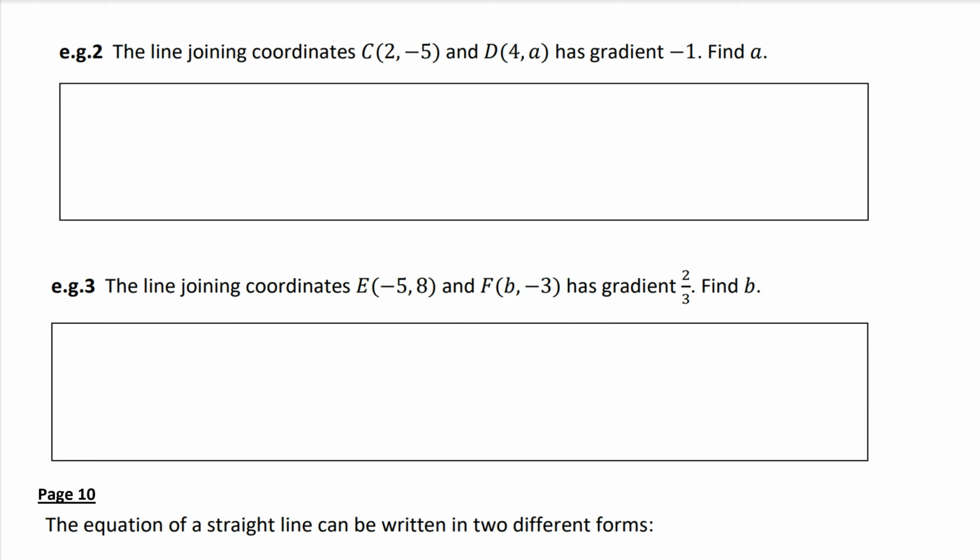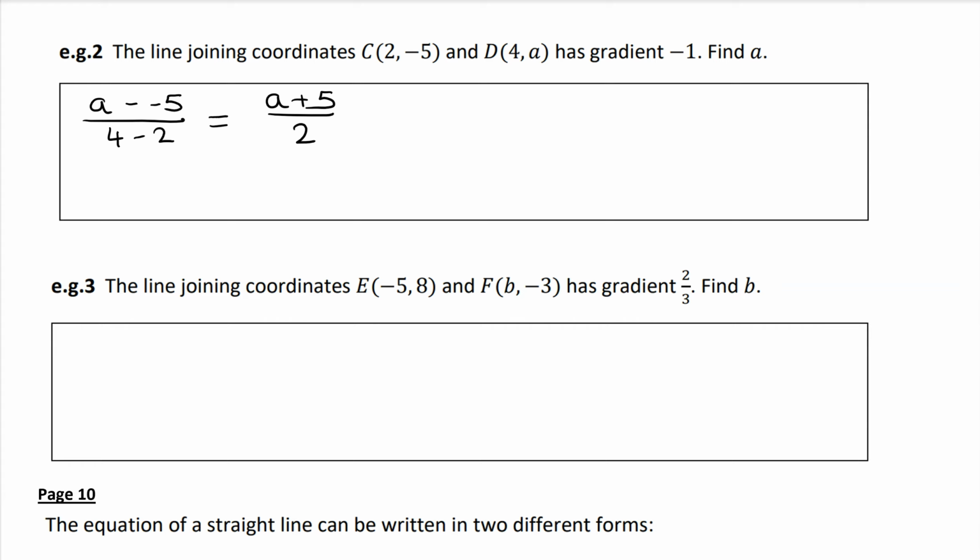So I do y2 minus y1. So I do a, the y coordinate of the second point, minus 5. And then I just do 4 minus 2. So I know my gradient in terms of a is a plus 5 over 2.